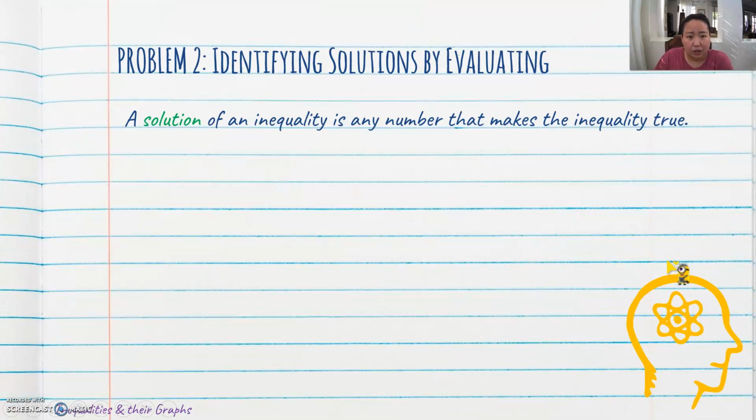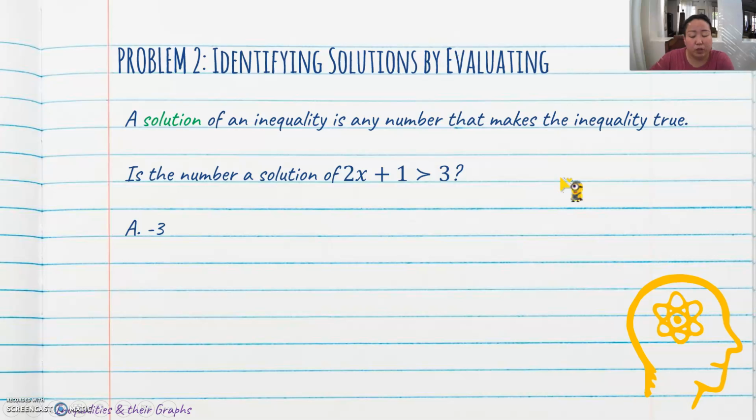Just like when solving inequalities, we also have what we call a solution of an inequality. It is any number that will make the inequality true. Let's say we have this expression, 2x plus 1 is greater than 3. We will have two given numbers here, and we'll see if they are solutions or if they will make the expression true. How will you check it?